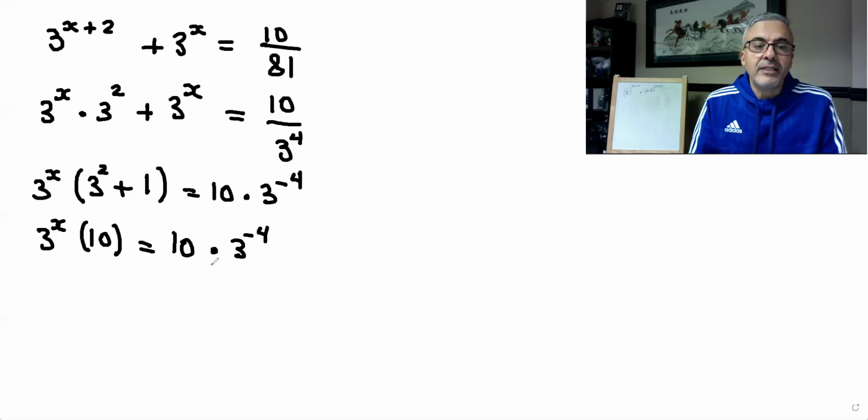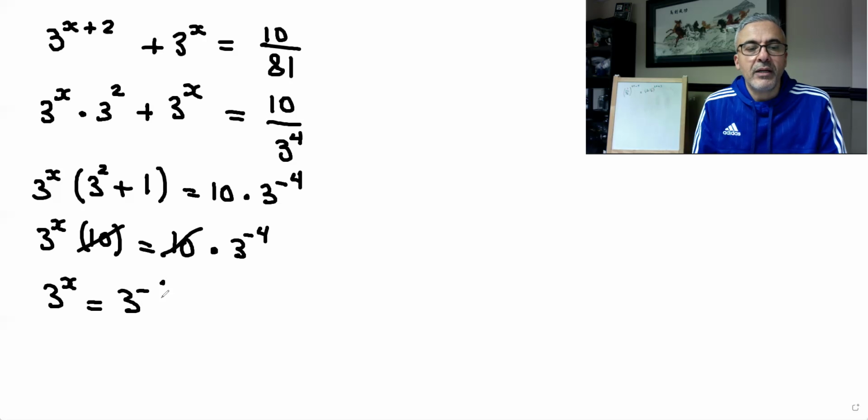If you have a 10 on this side multiplied in this, and you have a 10 multiplied in this, you could just cancel the 10s right there. And you have 3 to the power of x equals 3 to the power of negative 4. And therefore, the answer is x equals negative 4.